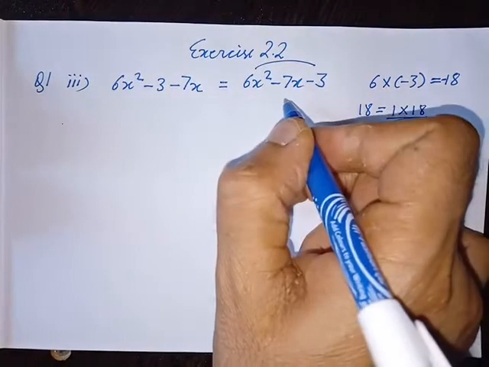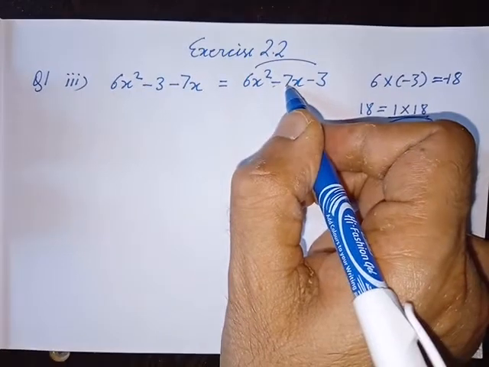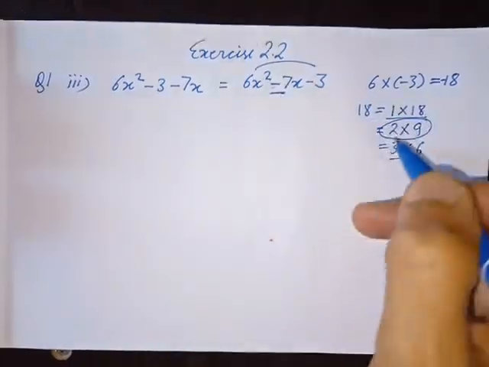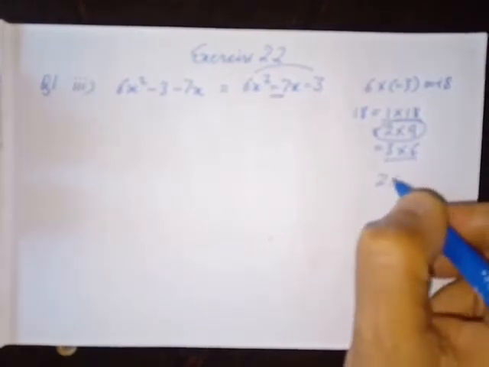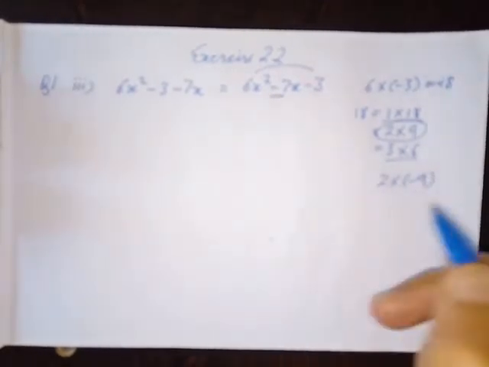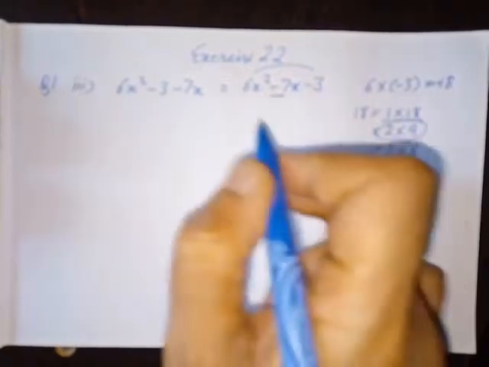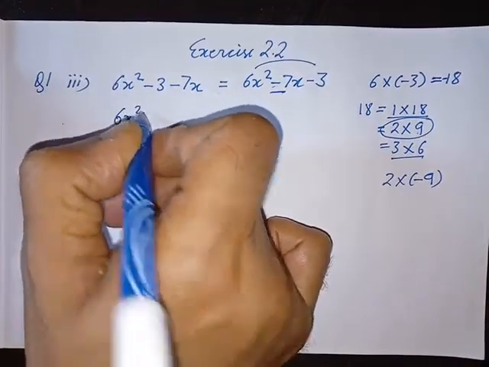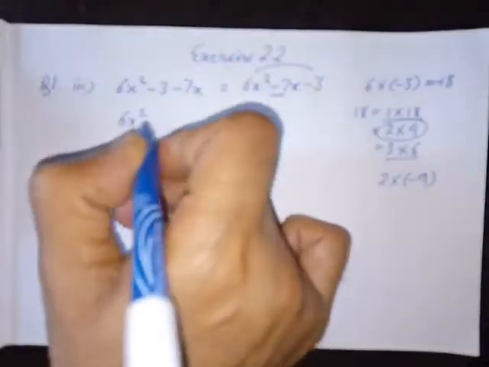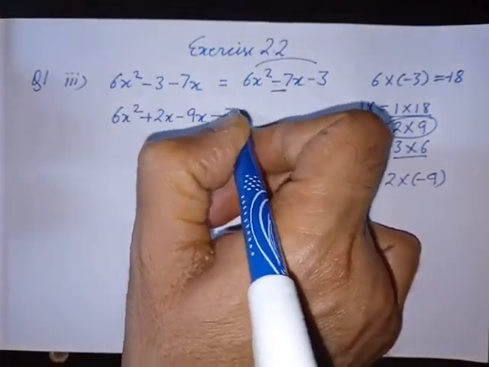But one more thing we have to be very careful about is the sign which is there with 7. There is a negative sign. So with which value the sign will go is minus 9, because on finding the sum of this we get minus 7 as a result. Now moving to the next step, that is 6x square, now splitting 7 we get 2x minus 9x minus 3.